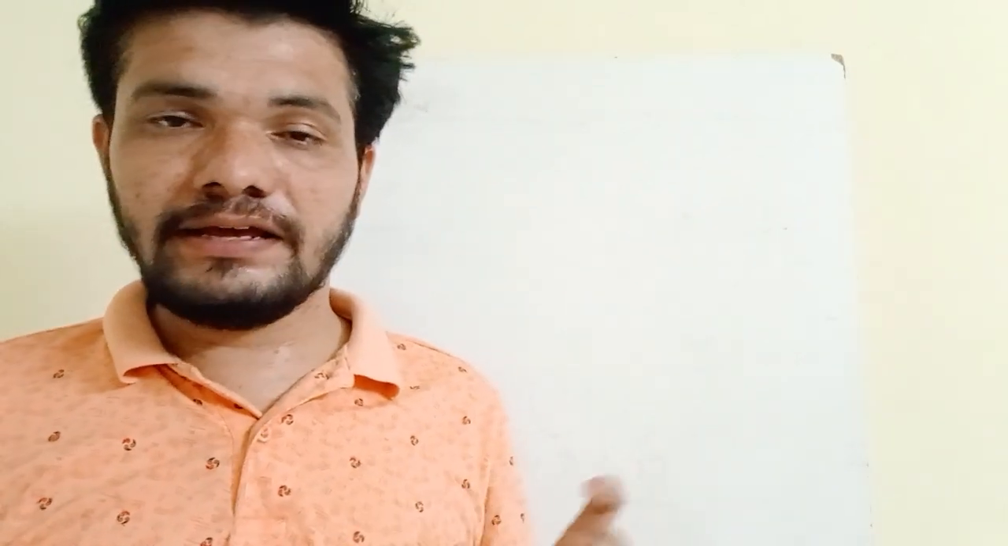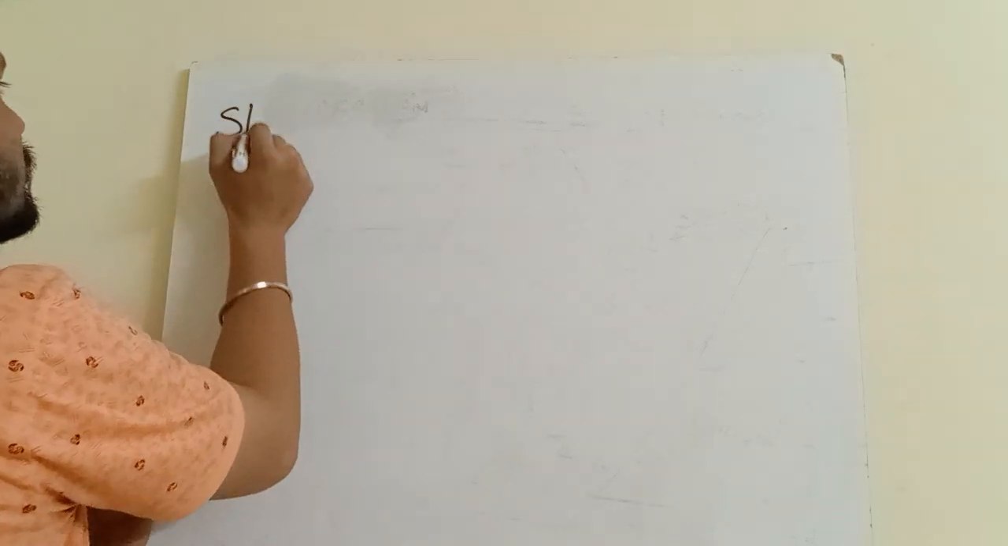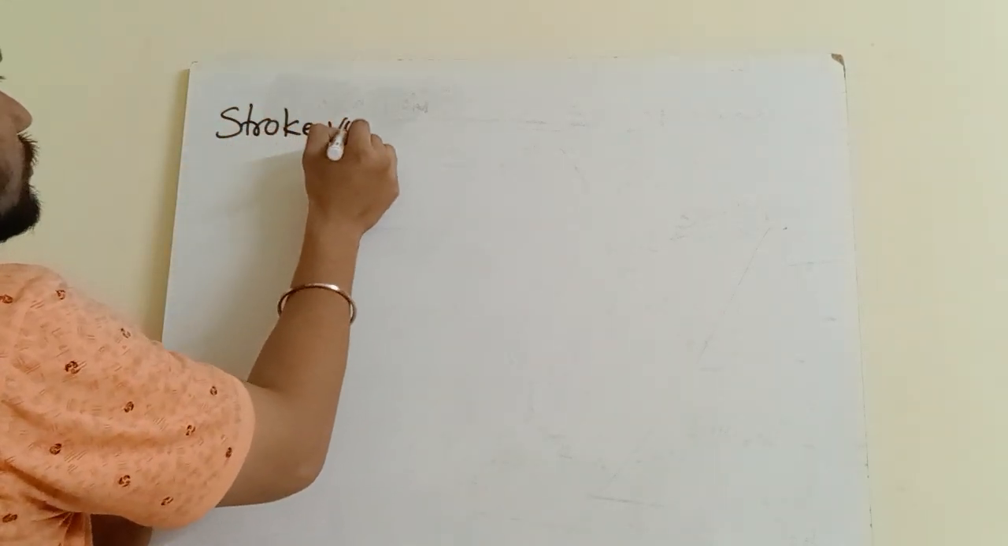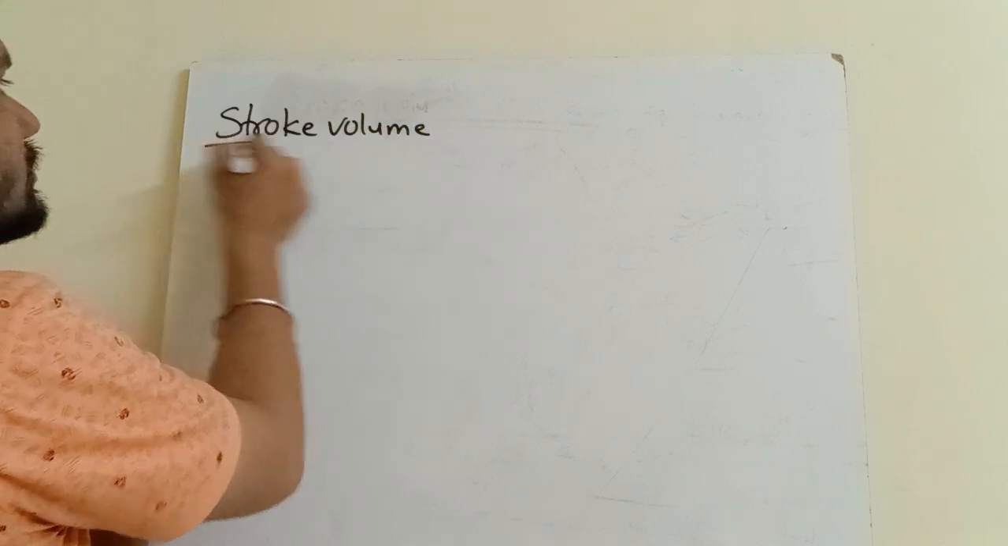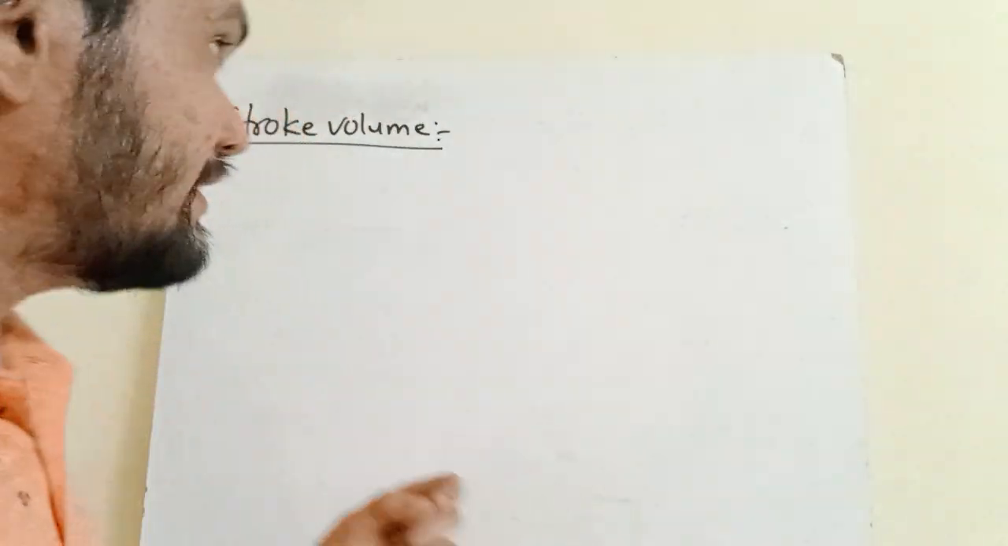In this video, we are going to learn about a few more things of this topic, cardiac cycle. The first thing we will learn in this video is stroke volume. So friends, we all know that your cardiac cycle lasts for 0.8 seconds.